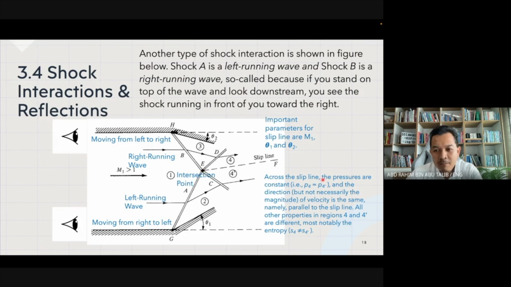Across the slip line, the pressure is constant: P4 equals P4 prime, and the direction, but not necessarily the magnitude, of the velocity is the same, namely parallel to the slip line. All other properties in region 4 and 4 prime are different, most notably the entropy. The entropy S4 is not equal to S4 prime.